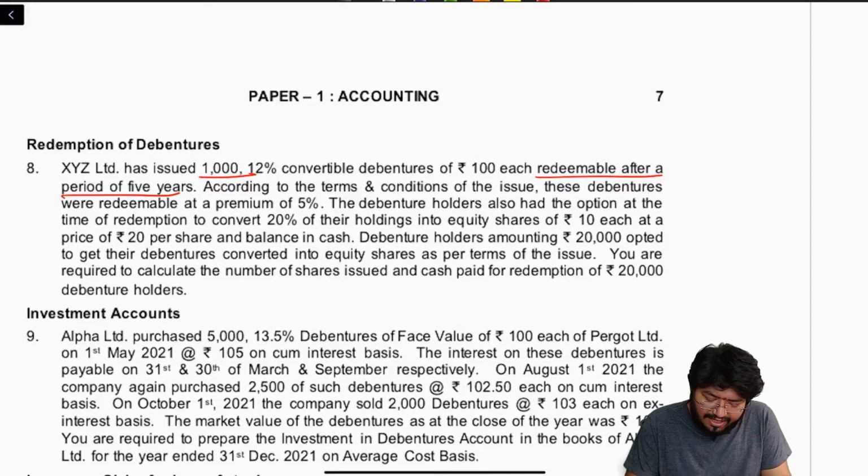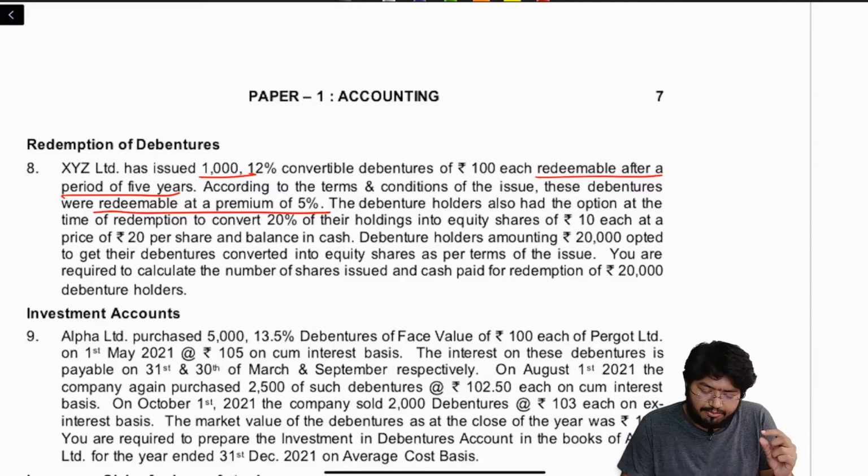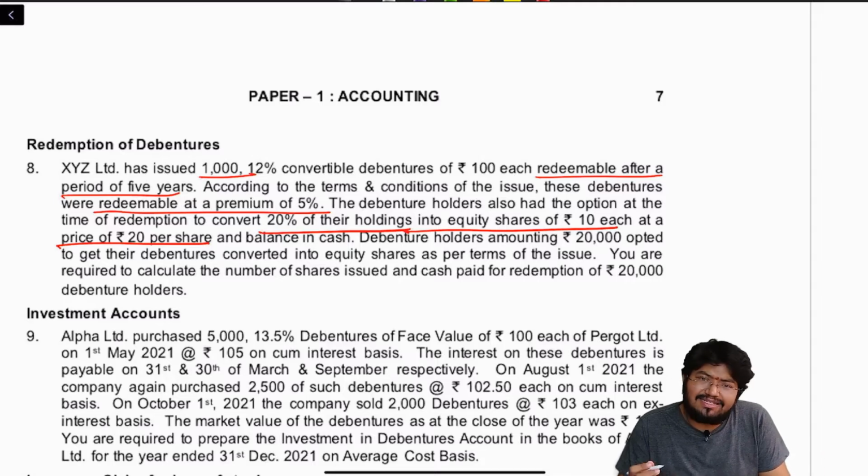And he says they are redeemable at a premium of 5%. That means for every 100 I am supposed to pay 105 rupees. And the debenture holders have an option to convert 20% of their holding into equity shares of 10 each at a price of 20 per share. So, at 20 rupees you will convert 20% and the balance will be settled in cash. So, debenture holders amounting to 20,000 opted to get their debentures converted into equity as per terms of the issue. You are required to calculate number of shares to be issued, cash paid for redemption of 20,000 debenture holders.